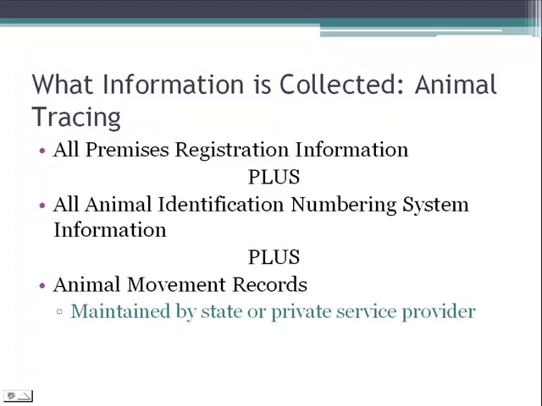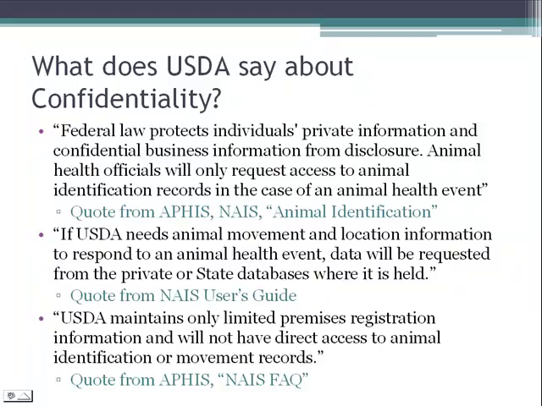So what does the USDA say about confidentiality? I'm sure if you went to a listening session, you heard all of these statements about what the information will be used for. It says federal law protects information from individuals and confidential business information from being given out to the public, and that they'll only request this information in the case of an animal health event, and that they'll only have limited information available and will have to request it from state or private providers if it becomes necessary because of an animal health event.